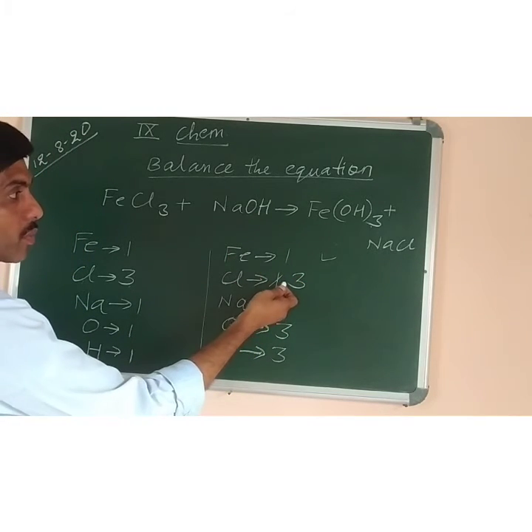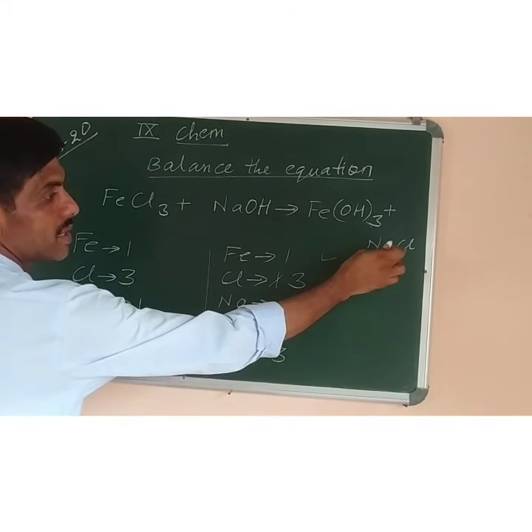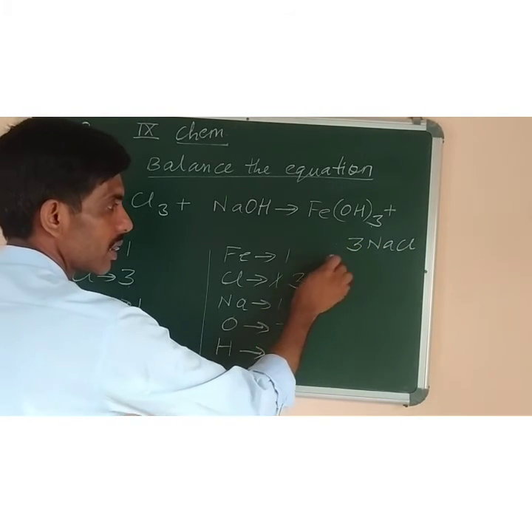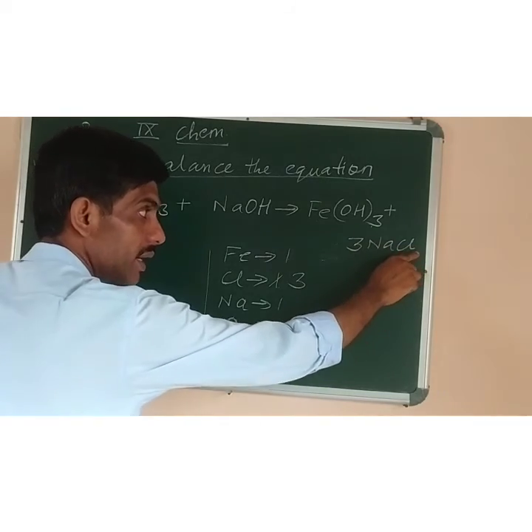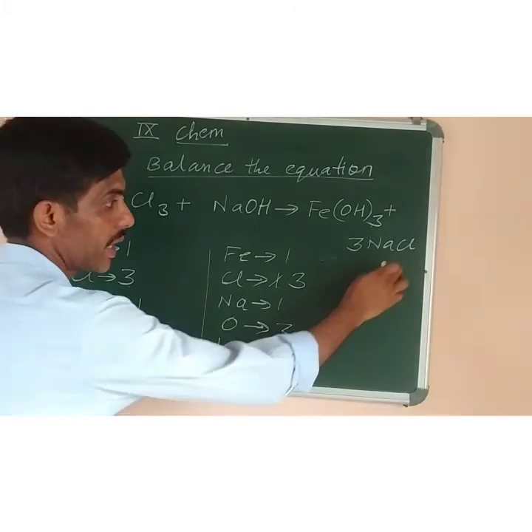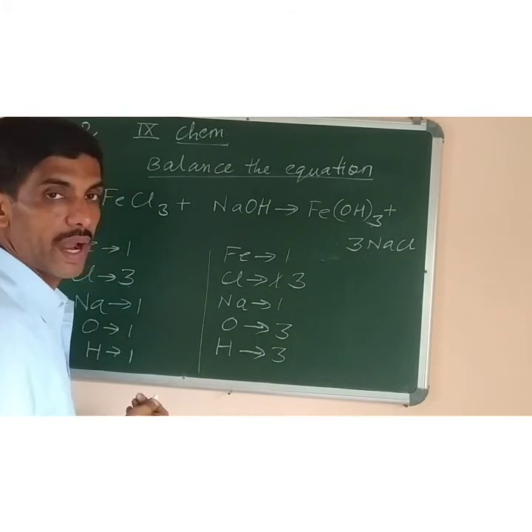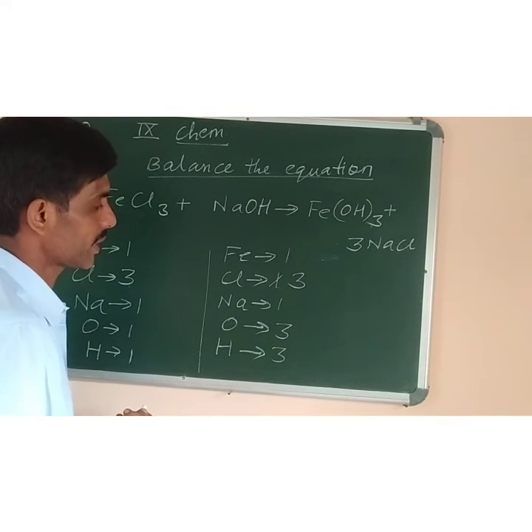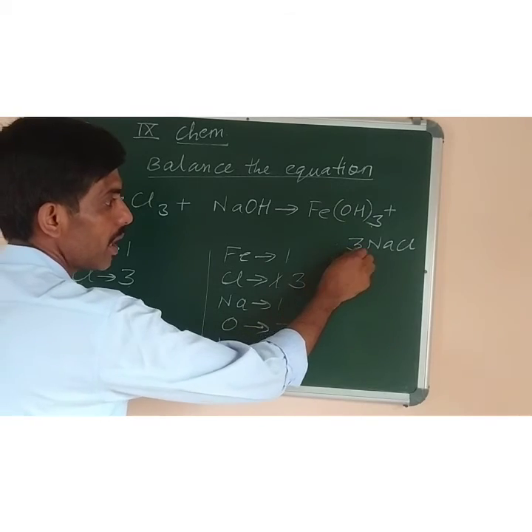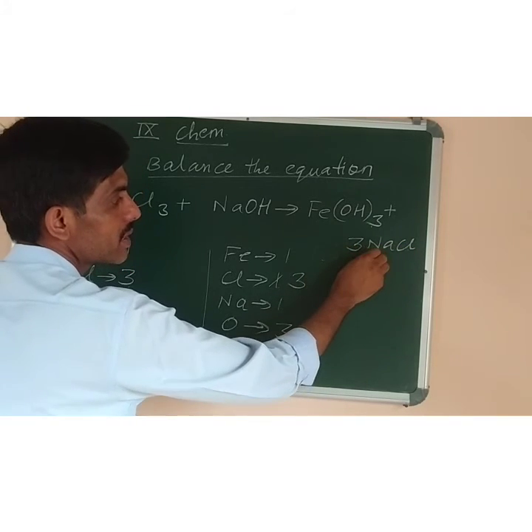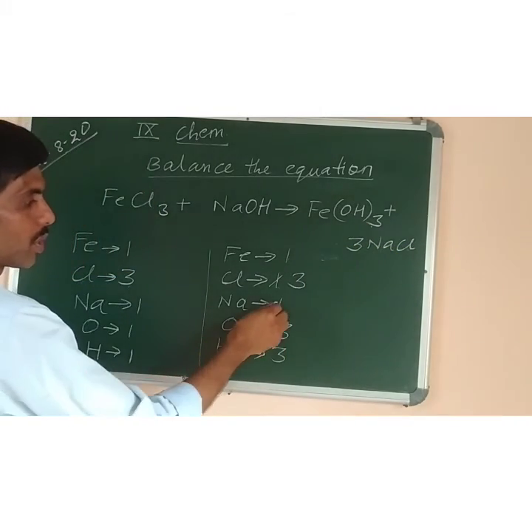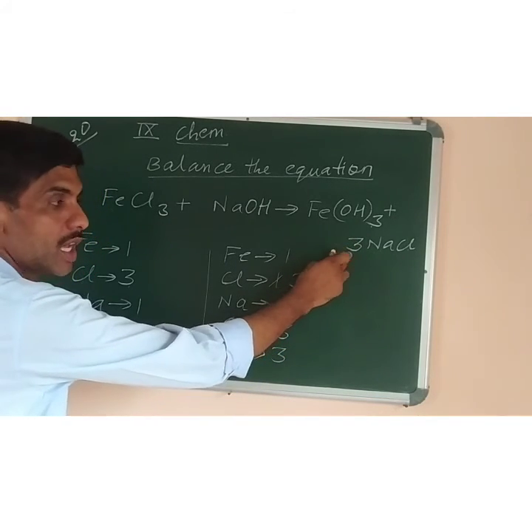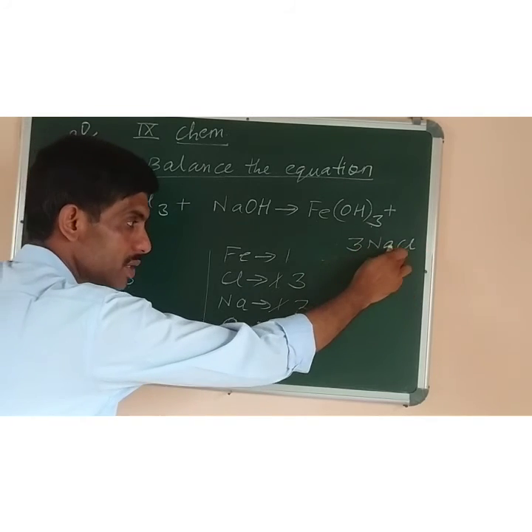But what do we have to do to make it 3? This side chlorine is here, which means you have to write 3 in the front. Okay? You can write a number here, but don't write any number at the base. It's not allowed to write it like that. You can write it in the front as a prefix. So if you write 3 here, now the chlorine becomes 3, but it changes the number of sodium atoms also. Now sodium becomes 3 because this 3 is for both sodium as well as chlorine atoms.